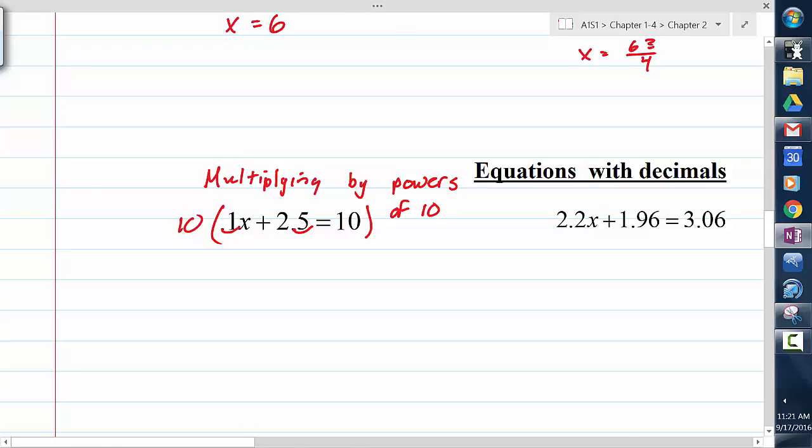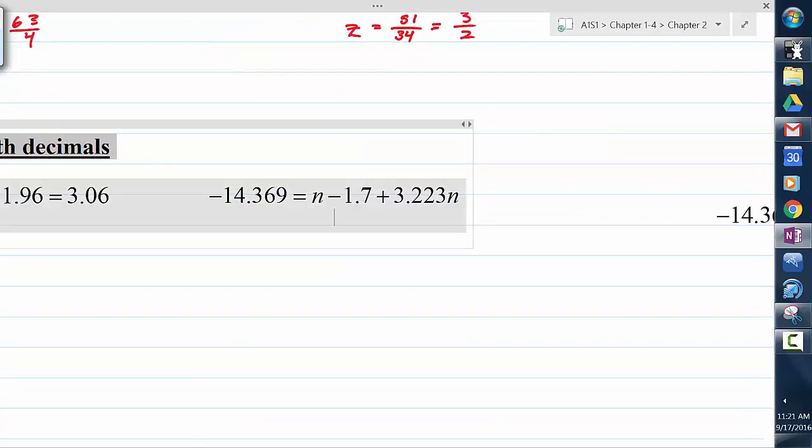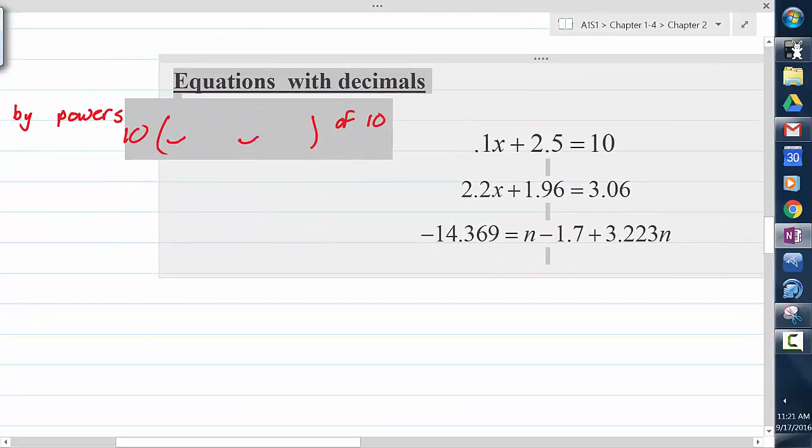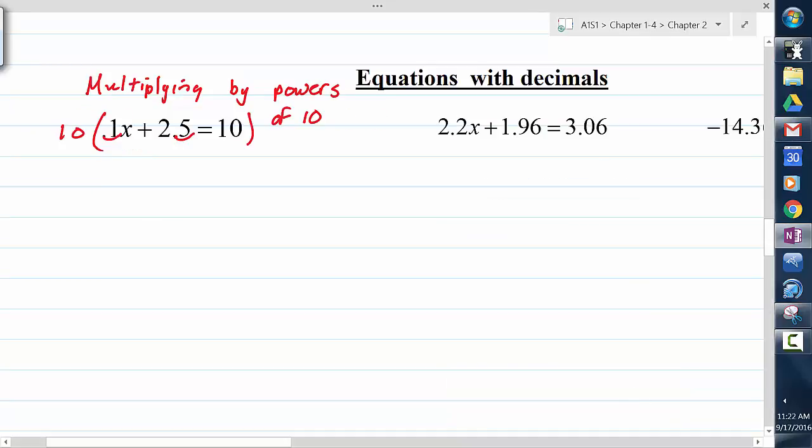But since we're doing it to both sides, the equation remains balanced. Let me fix it. Now, if I multiply that entire thing across, I'm just jumping the decimal place. So if I multiply this 0.1 by 10, it jumps the decimal place. 2.5 by 10 jumps the decimal place. Also have to multiply this 10 by 10. So this is going to turn into x plus 25 equals 100. So in other words, x equals 75.